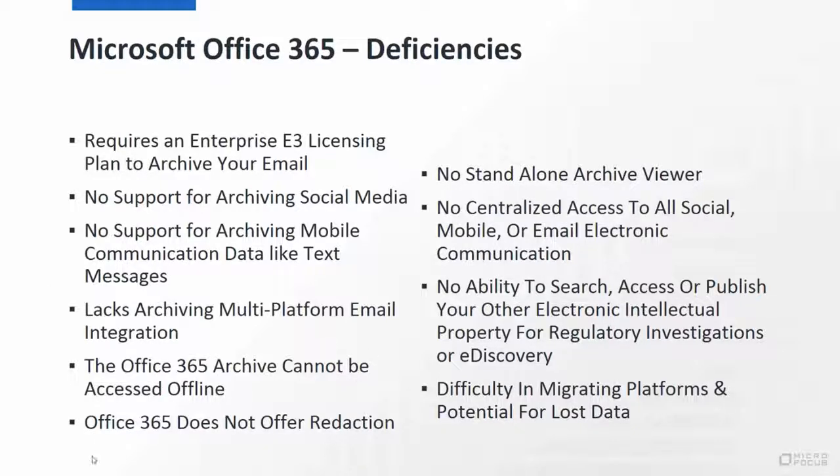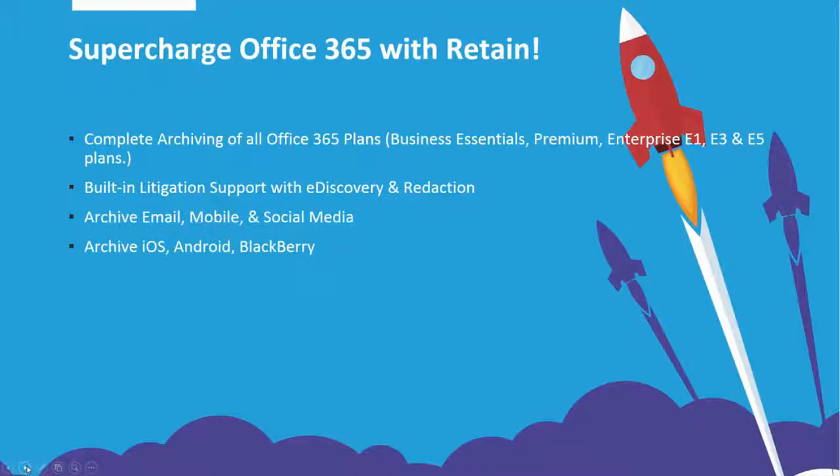And so what I want to talk about here is this ability that we have with Retain to be able to supercharge Office 365. So what Retain can do is it actually features complete archiving of all Office 365 plans. That's E1, E3, E5, Business Essentials, Premium. Any plan that you have, Retain can integrate with Office 365 and archive it. Then, of course, there's built-in litigation support with eDiscovery and redaction. And then we like to call Retain the unified archiving solution because we can archive, of course, Office 365 email, in addition to other email platforms and social media and mobile communication in that same central archive. So you can actually archive your iOS, your Android, your BlackBerry communication.